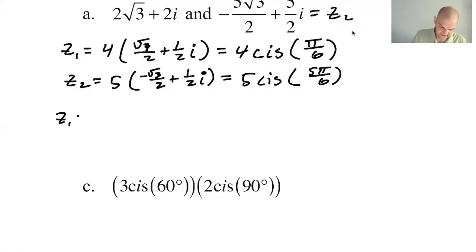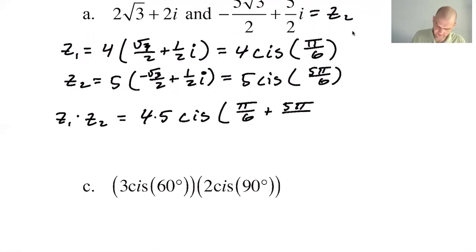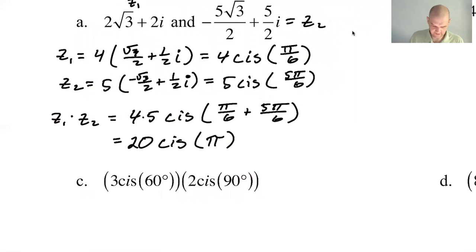So this is kind of interesting, I think. So Z1 times Z2 is going to be 4 times 5, and then cis pi over 6 plus 5 pi over 6. So this is 20 cis pi. Okay, so pi is a unit circle angle.